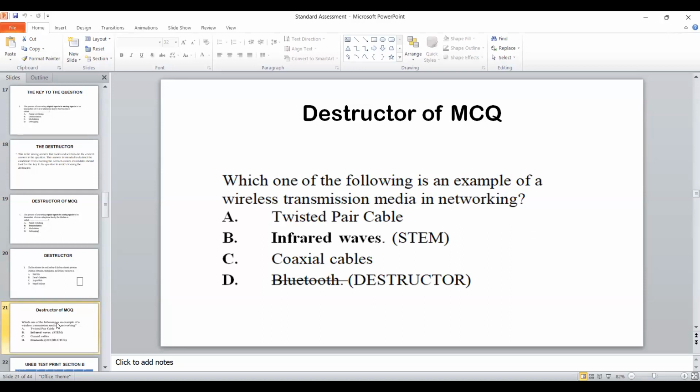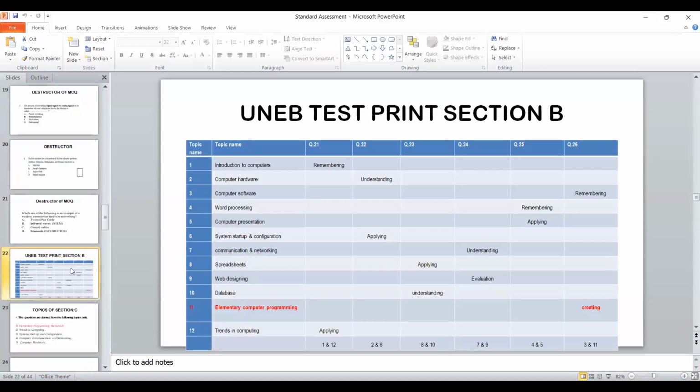Look at this one. Which one of the following is an example of a wireless transmission media in networking? So we have twisted pair cables, which is physical, infrared, coaxial cables, and Bluetooth. I've tried to label that in this question, the answer is infrared waves, but many of the learners will select Bluetooth. So that one ends our story about elements of a multiple choice question. Then we can go to section B.